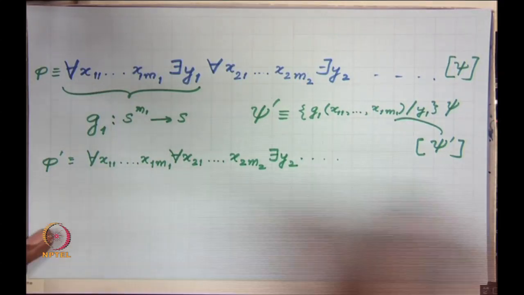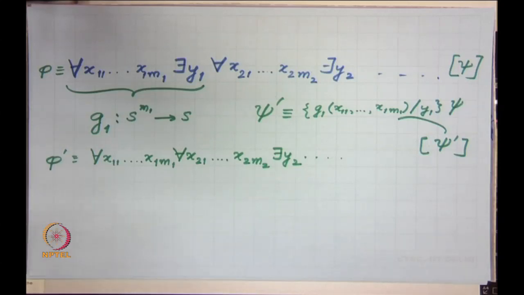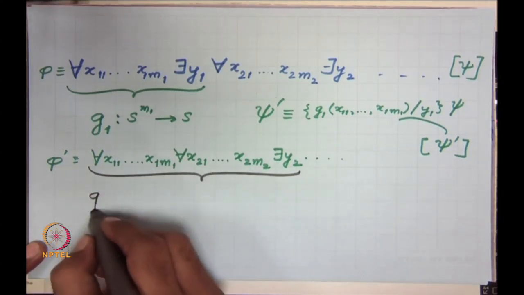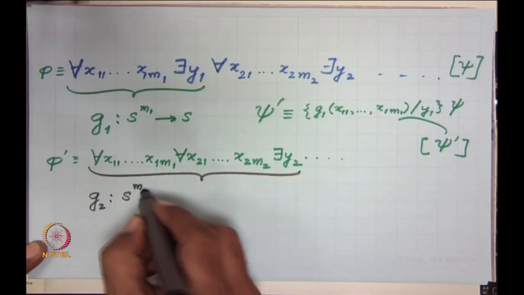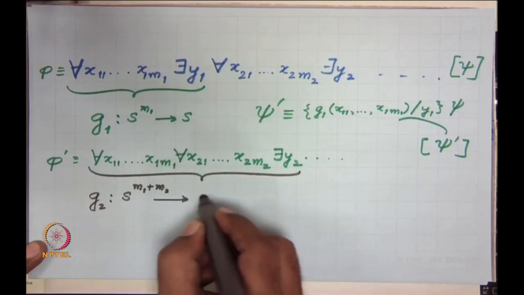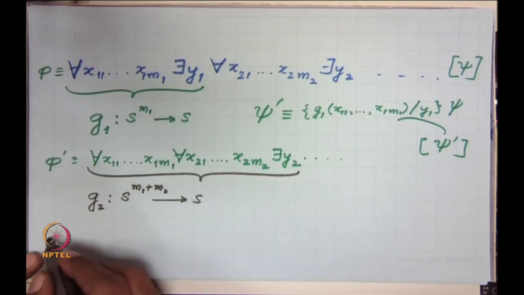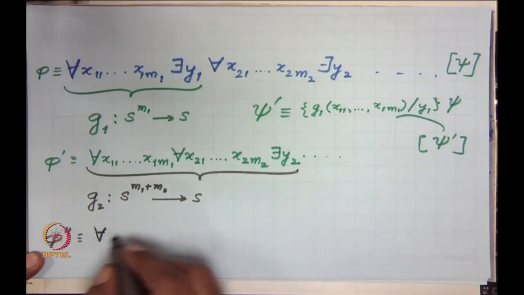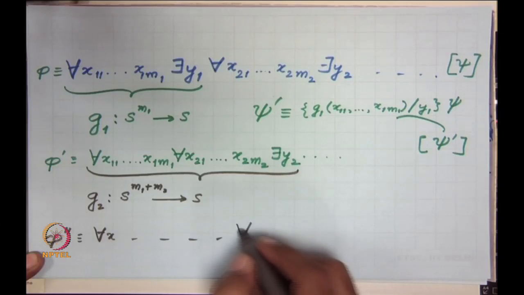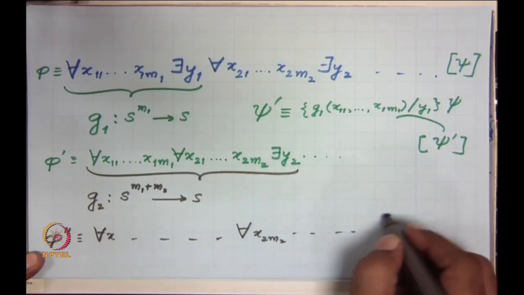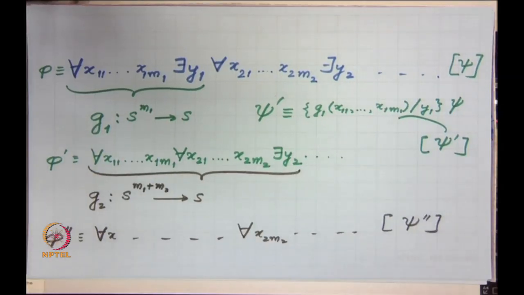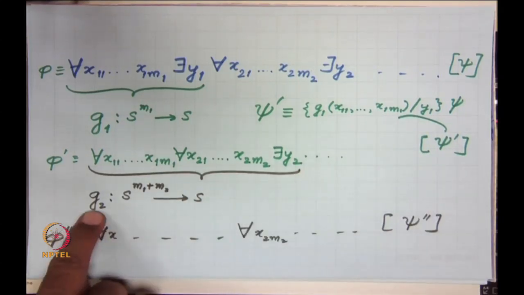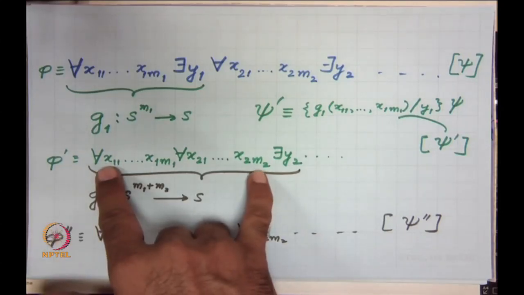Once you have done this, you get this phi prime, and essentially what you are going to do now is Skolemize this y2 by a function g2 which has a sort s^(m1+m2) arrow s, and you are going to get a formula phi double prime, which will essentially have this up to for all x2m2 and then a psi double prime, where the psi double prime is essentially psi prime in which all free occurrences of y2 are replaced by g2 applied to these m1 plus m2 arguments.